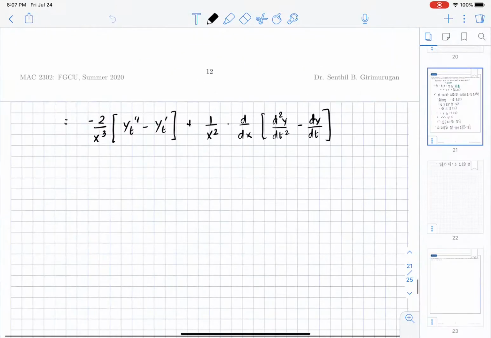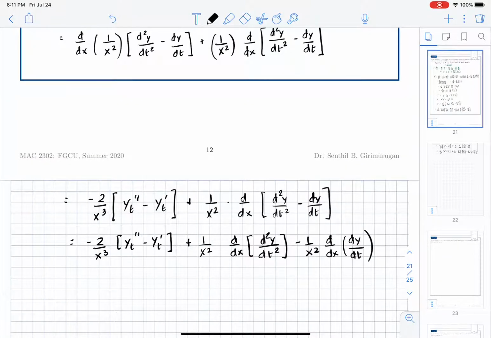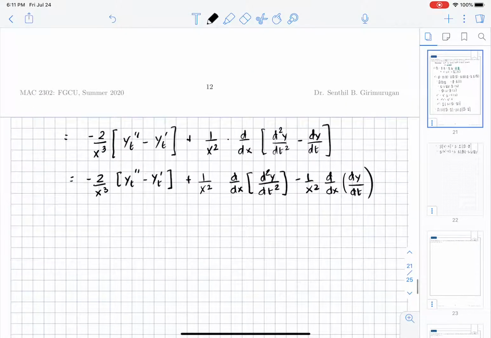Which I could write as minus 2 over x cubed (yt double prime minus yt prime) plus 1 over x squared d over dx of d squared y divided by dt squared, minus 1 over x squared d over dx of dy over dt. It requires a bit of finesse now.